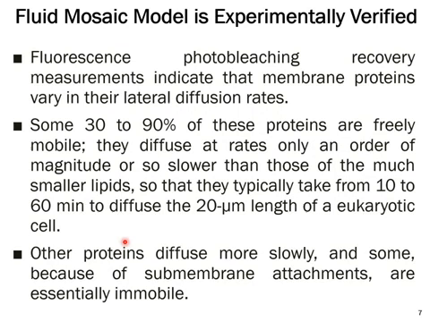Some other proteins diffuse more slowly, and some, because of submembrane attachments, are essentially immobile. So this was about the 30 to 90% of proteins which move freely. Some other proteins move slower than these proteins, and then there are still some proteins which are immobile. Immobile means that they cannot move at all. They have certain attachments to the membrane structure. I mean, they are attached to the lipids, or they are attached to some other components, and they cannot move from their position. They are fixed at a specific spot in the membrane.